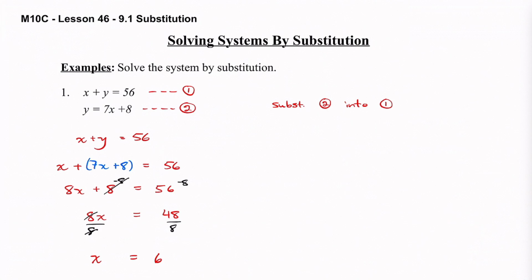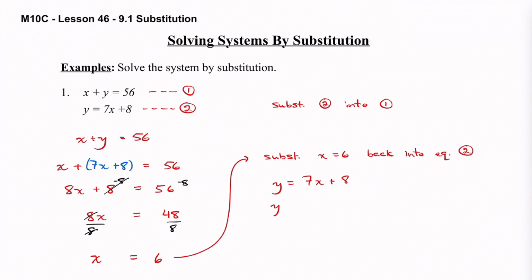So now we have x is equal to 6, but we don't know what y is. We need to figure out what y is by taking this 6 and substituting it back into one of the equations. Usually it's the one that's already rearranged into y equals. So we're going to substitute x equals 6 back into equation 2. Equation number 2 was y equals 7x plus 8, and the x is now going to become a 6. So it's 7 times 6 plus 8. 7 times 6 is 42, and then plus 8. Adding those, we get y is equal to 50.